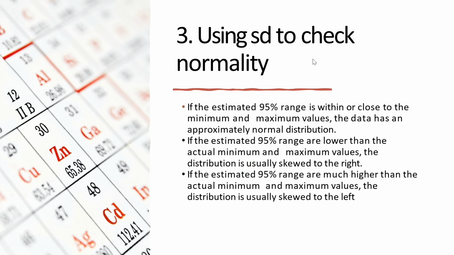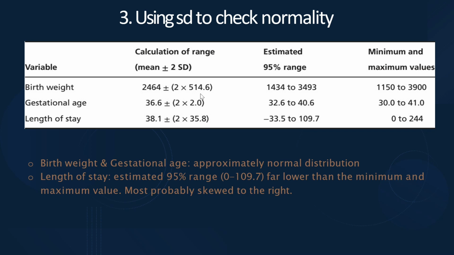So using the SD to check normality, if the 95% range is within or close to the minimum and maximum values, the data has an approximately normal distribution. If the estimated 95% range is lower than the actual minimum and maximum values, the distribution usually is skewed to the right. If the estimated 95% range is much higher than the actual minimum and maximum values, the distribution is usually skewed to the left. So this is an example of the data.